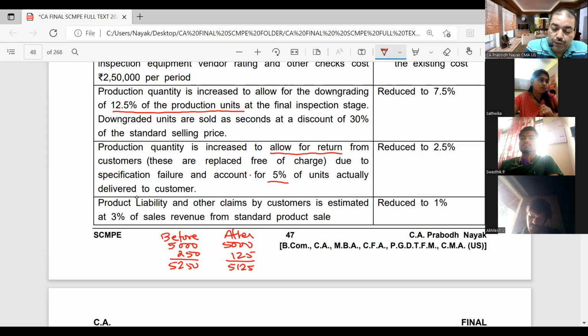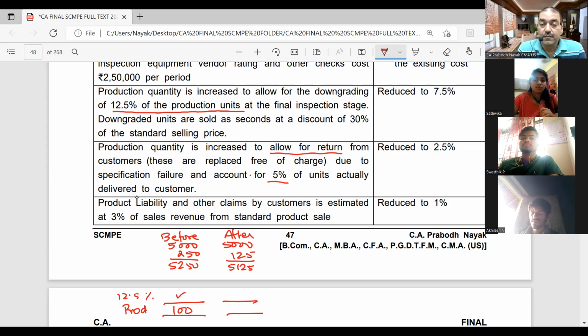Okay. So what is my production units? I don't know. This is my production units. How many units am I going to produce? I don't know. 12.5% of this. That means this is 100. So 12.5% of this 100 will come here. This is my production, 100 units of my production. 12.5% will come here. So how much is this then? This is 87.5%.